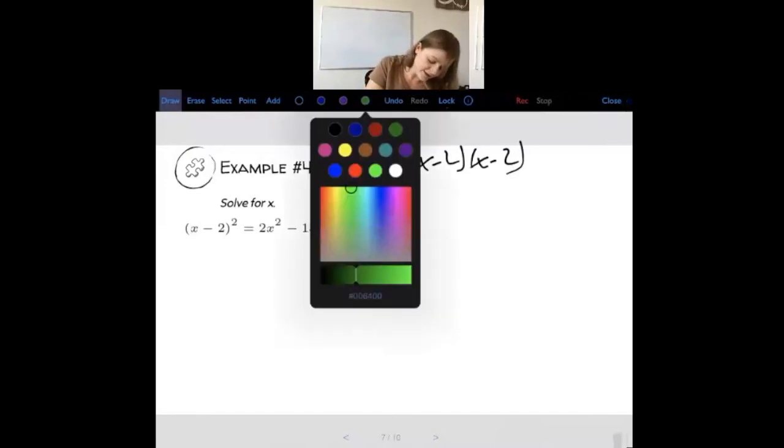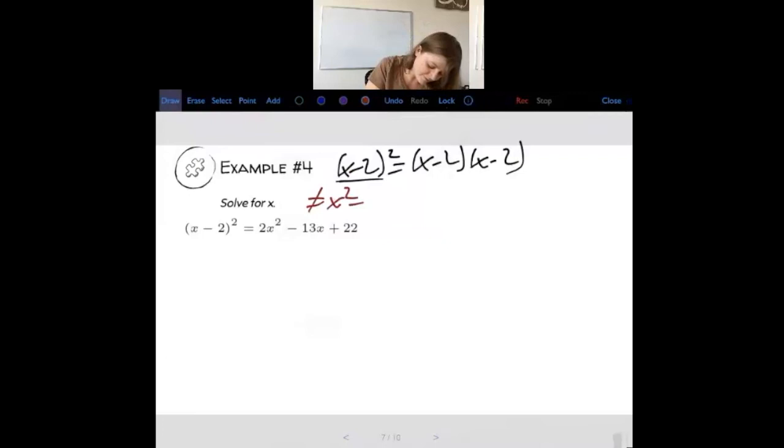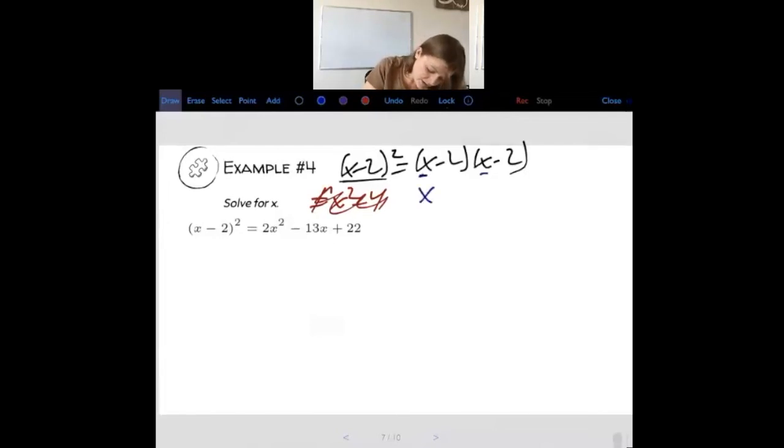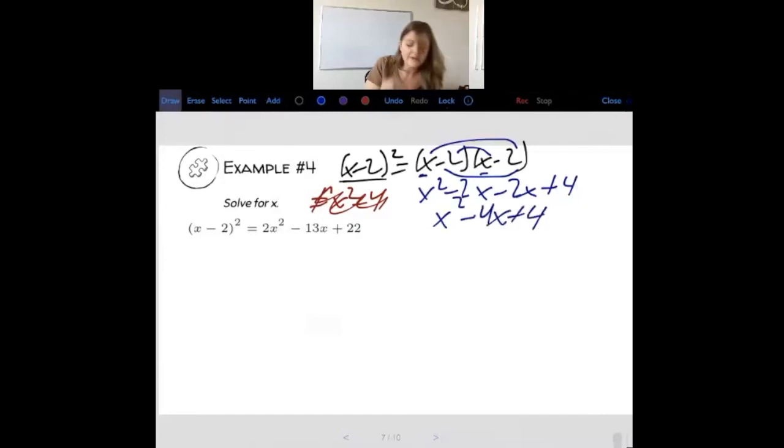So for instance, this is not x squared minus 4 or plus 4. Okay? We have to multiply it out. So we would do x times x, x times negative 2, negative 2 times x, and then negative 2 times negative 2, which gives us x squared minus 4x plus 4. Very different than x squared minus 4 or x squared plus 4. Okay, so since we just found out that x minus 2 squared is x squared minus 4x plus 4, I'm going to insert that into our equation.